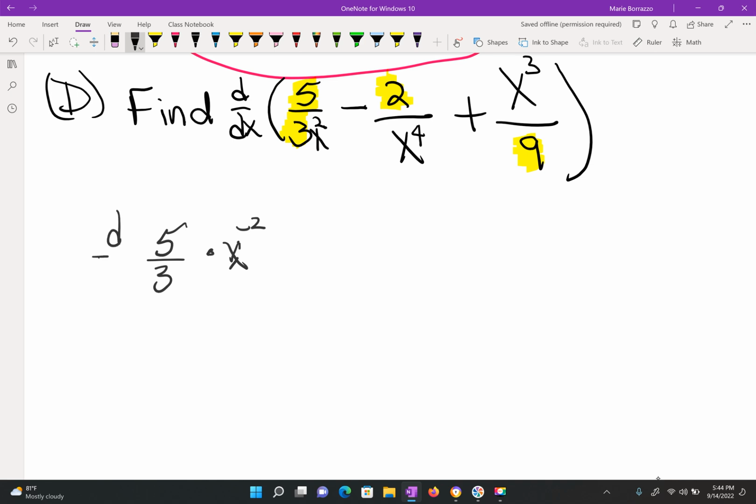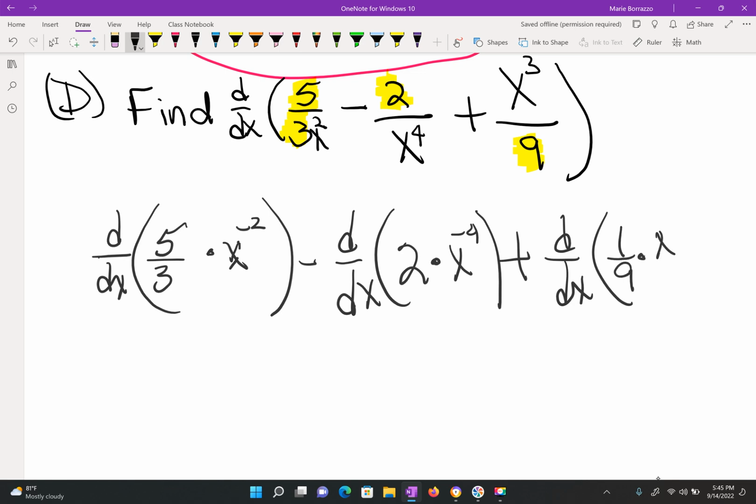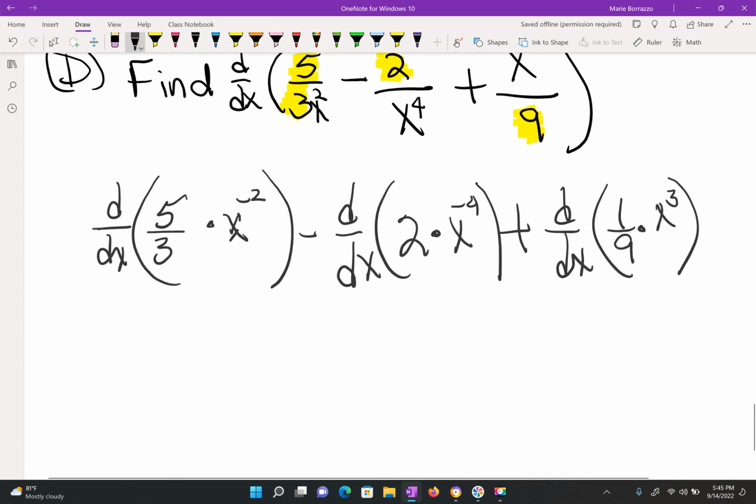And you should always do the d over dx as a process, because this is technically being done as such. So this is minus d over dx, and this would separate, so you would have 2, technically, and this becomes times x to the negative 4. Does that make sense? Yeah. And then lastly, on this one, plus d over dx of 1/9, and this is times x to the third power. So if you can just sort of mentally start separating that way, it's just a process.